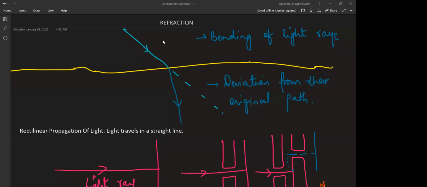Deviation of the path means, see, if there was not a presence of this refracting medium, then what will happen? The light ray which was coming like this, it will go straight if there is no disruption. But because of a medium which is capable of producing refraction, the light rays deviate from its original path. Bending of light rays occur either like this at different angles depending upon the Snell's laws conditions that we'll see later. So deviation from their original path means this.